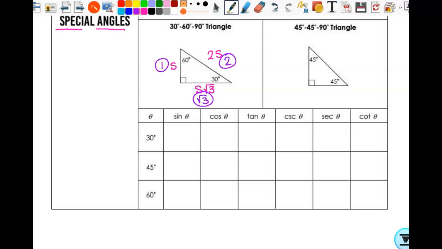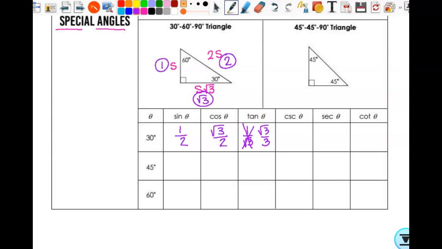All right, so to find the sine of 30, this is my 30-degree angle. Sine is opposite over hypotenuse. That's 1/2. Sticking with 30, cosine is adjacent over hypotenuse. That's the square root of 3 over 2. Tangent of 30 is opposite over adjacent. So that's going to be 1 over the square root of 3. And then what does that become? Square root of 3 over 3. Okay, so I'm going to mark that out like that's how we got it.